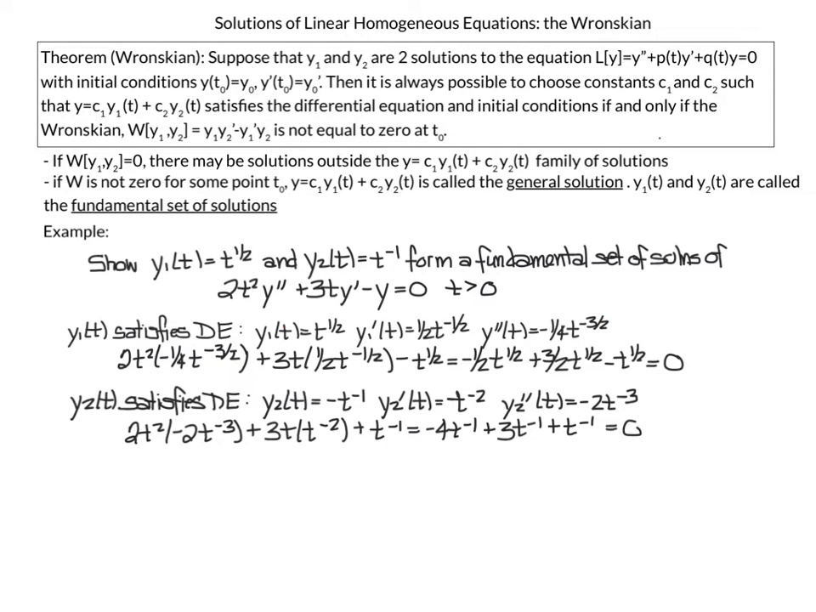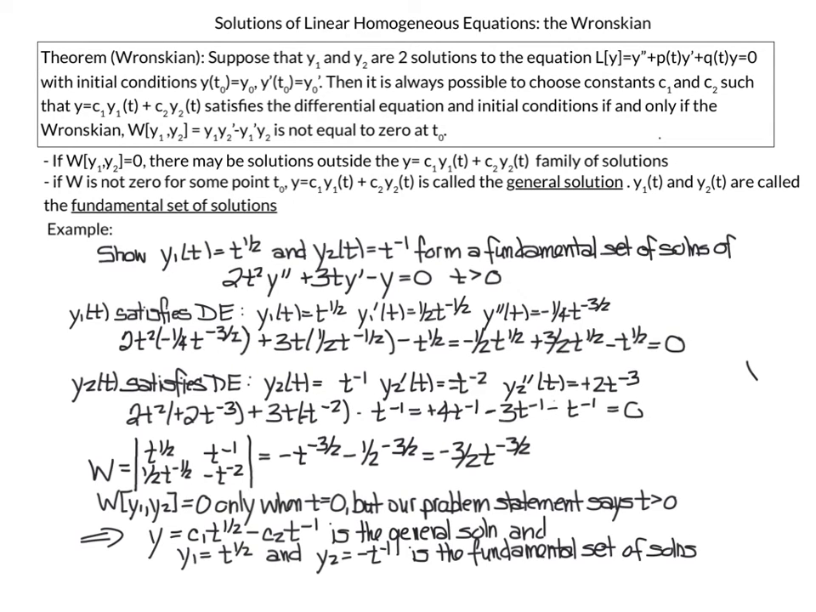I plug y prime and y double prime into this equation here, so I get 2t squared y double prime plus 3t y prime minus y, and through some algebra I get that this equals 0, which is exactly what this solution is. I do a similar thing for y2 to verify that y2 also solves this differential equation. I can always take linear combinations of y1 and y2, and they will also be solutions to this differential equation.